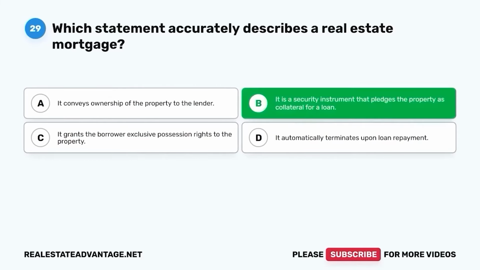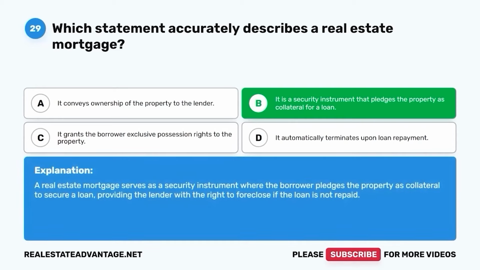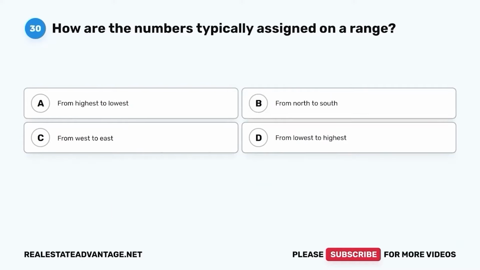The correct answer is B. It is a security instrument that pledges the property as collateral for a loan. A real estate mortgage serves as a security instrument where the borrower pledges the property as collateral to secure a loan, providing the lender with the right to foreclose if the loan is not repaid.